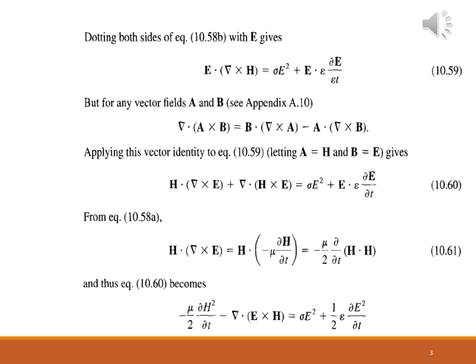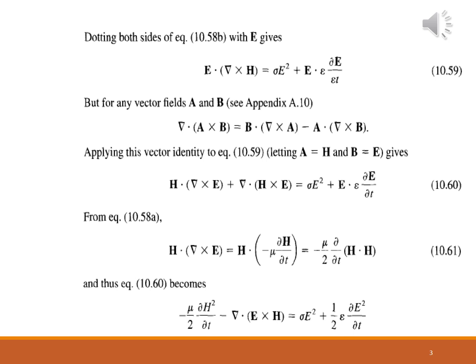What I've actually done here is, when you substitute A equal to H and B equal to E, the first term in the identity, that is B dot del cross A, becomes E dot del cross H. That is the same as the left hand side of equation 10.59. So that is on the left hand side, and the other two terms in the identity will add up, and that's how I'm replacing the left hand side of equation 10.59 to form the new equation 10.60.